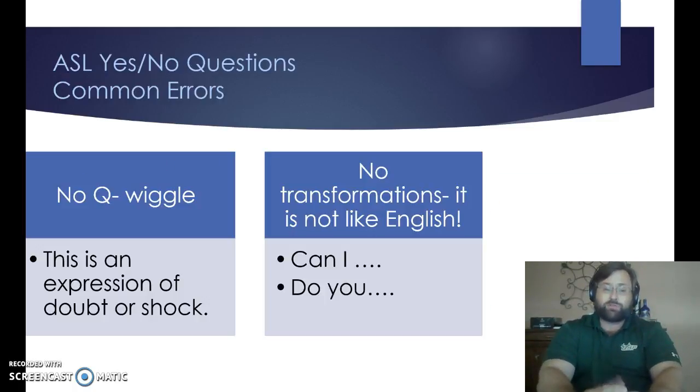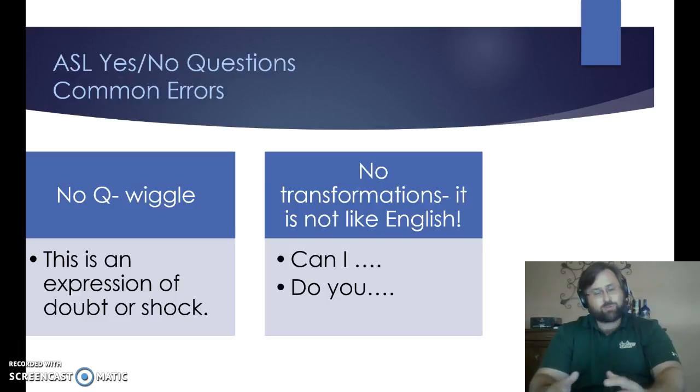Now, there are some common errors that people make in forming yes-no questions. Many second language users want to use this sign at the end of yes-no questions. This sign, however, in native ASL users doesn't simply mean there's a question, but it's an expression of doubt or shock. Like, is that true? Is that real? Could that really be? If you've raised your eyebrows clearly, then you've formed a yes-no question. There's no need to do this at the end of the question.